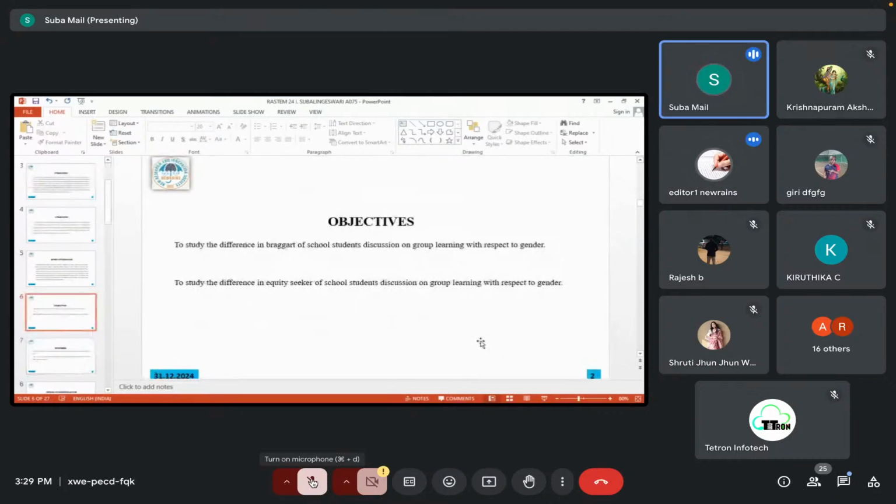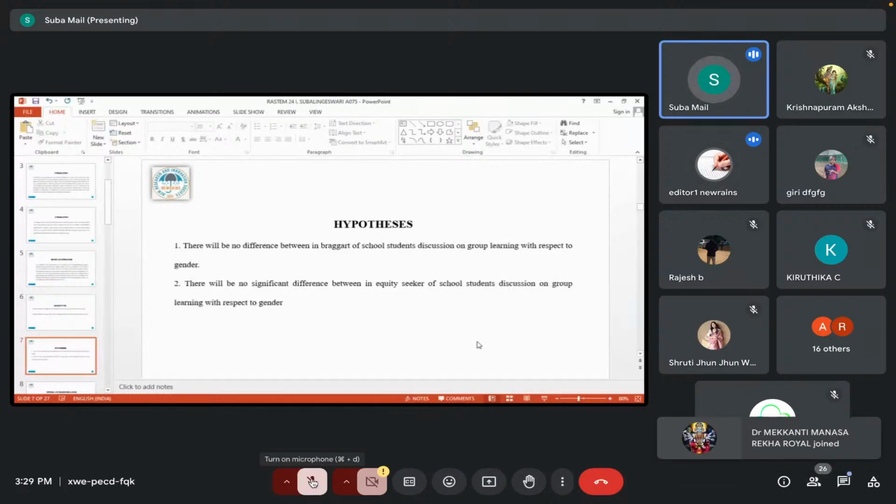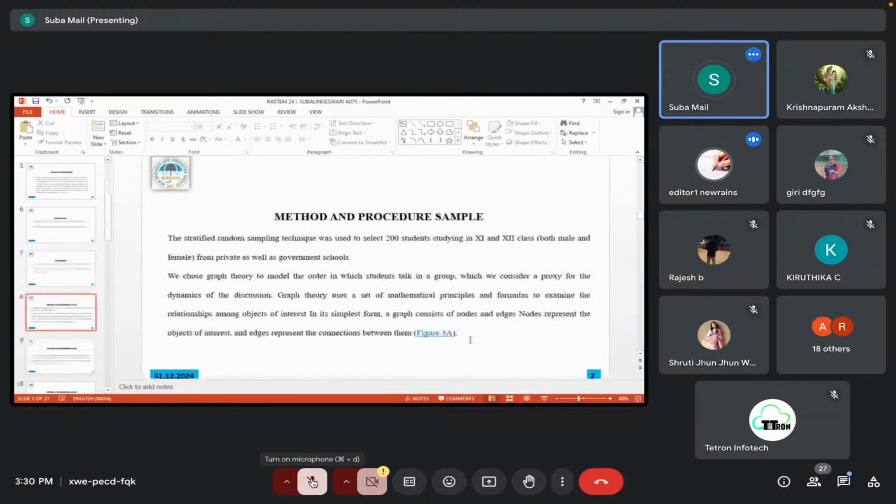Objectives are to study the difference in stress of school students, discussion on group learning with respect to gender, as well as to study the difference in equity seeking of school students, discussion on group learning with respect to gender. There are two hypotheses. One is that there is no difference between the stress of the school students in discussion of group learning with respect to gender, as well as that there will be no significant difference between the equity seeking of school students, discussion on group learning with respect to gender.